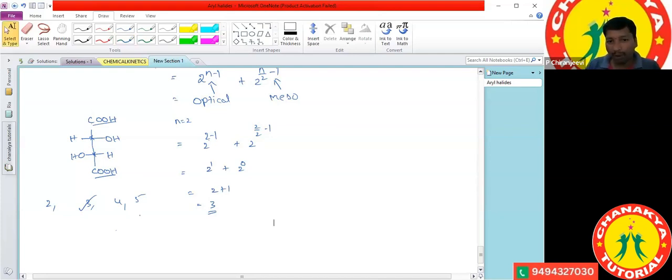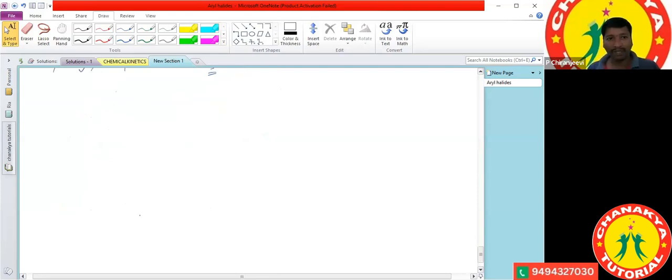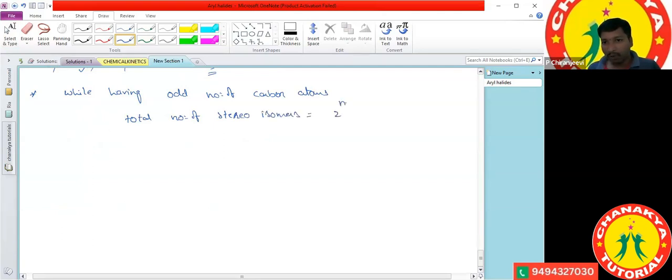So now one more case, while having an odd number of carbon atoms. For example, if the given compound has an odd number of carbons here. So the total number of stereoisomers is equal to 2 power n minus 1 plus 2 power n minus 1 by 2. This is the formula. In this one, 2 power n minus 1 represents optical. 2 power n minus 1 by 2 represents meso.